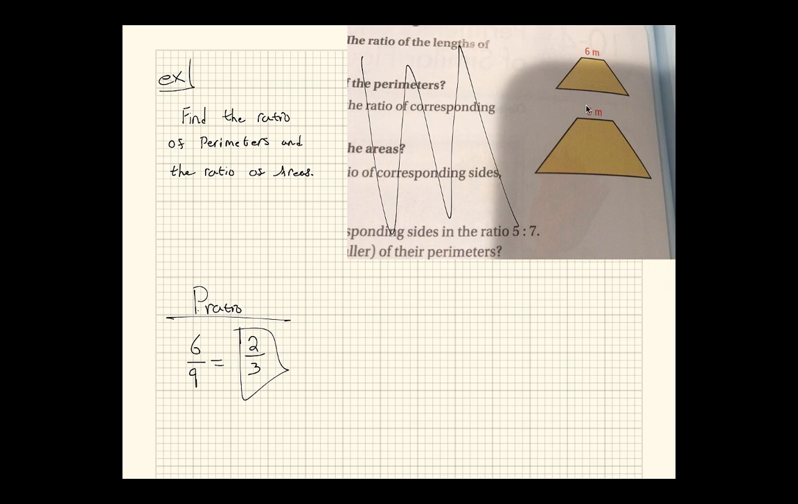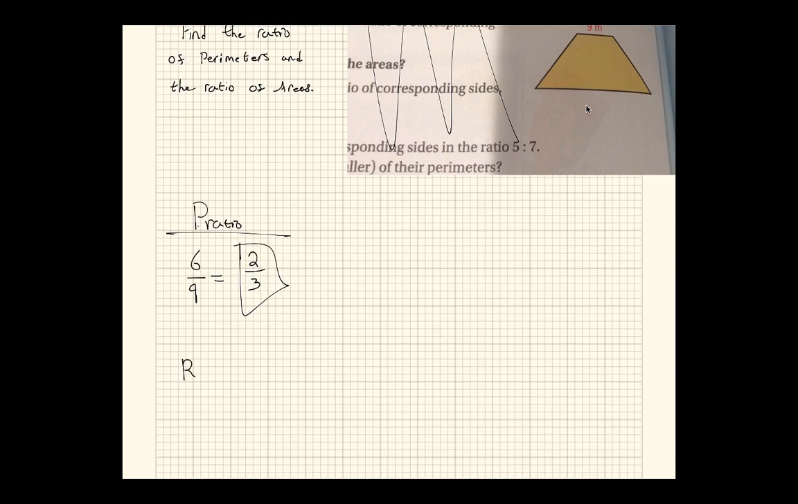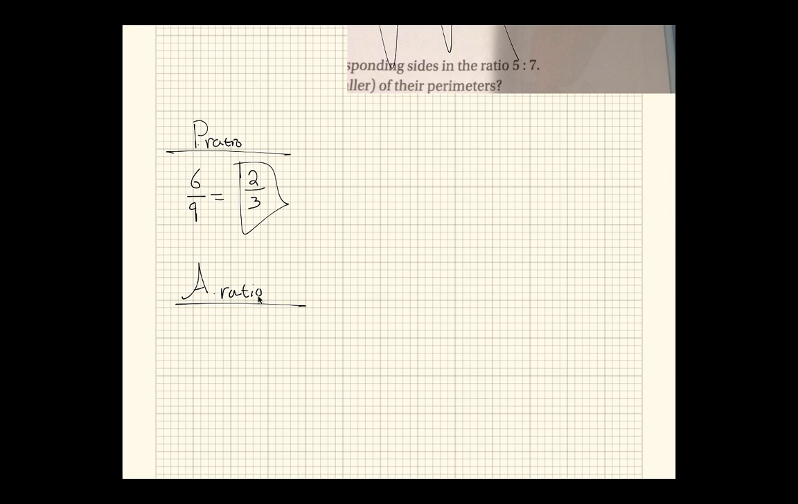Now, if we want to find the ratio of the areas, I'll say the A ratio. What do we do with the P ratio? We just square it. So the area ratio is 2 squared to 3 squared, which is 4 to 9. Okay, 4 to 9. That is the area ratio.